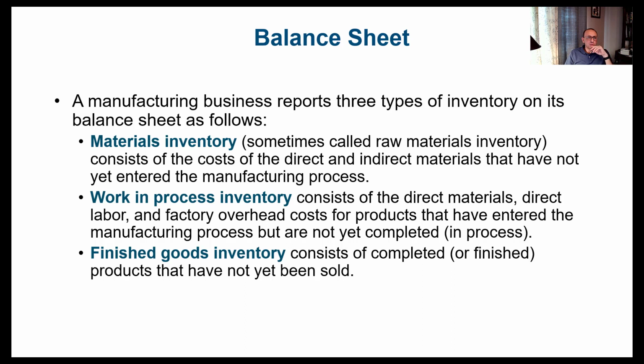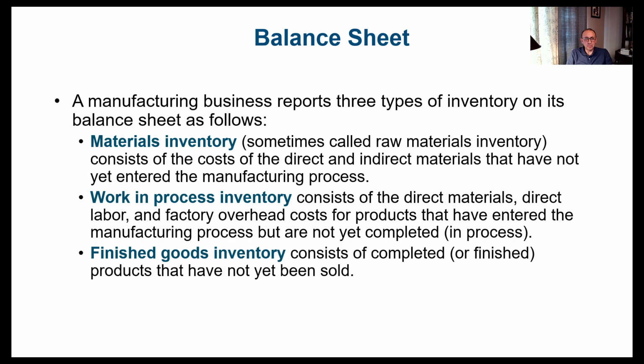A manufacturing business reports three types of inventory on its balance sheet as follows. We have the material, we have something called work in process, and we have the finished goods. So these are three types of inventory. Unlike retail businesses, where we only have finished goods as our simple inventory, in manufacturing businesses there's material, which is the raw material used in the production. We have work in process, which is a product that we started to manufacture but is not complete yet. It's still in process. And then we have the finished goods inventory, which is the finished or completed product.